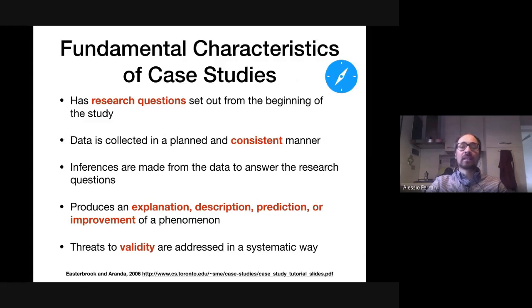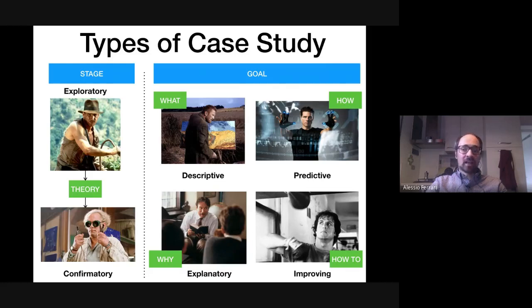And it lists and addresses all the threats to validity in a systematic way. Also, in this case, we have discussed the different types of threats, and we will see those that apply to case studies at the end of the lecture. So, types of case study.